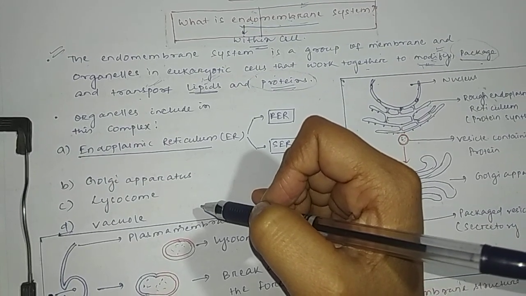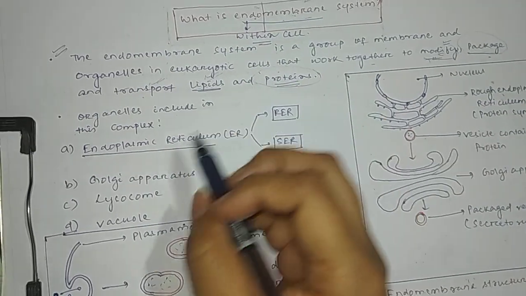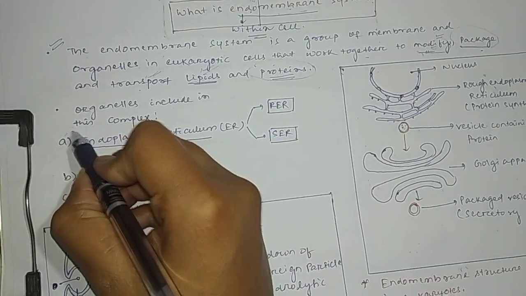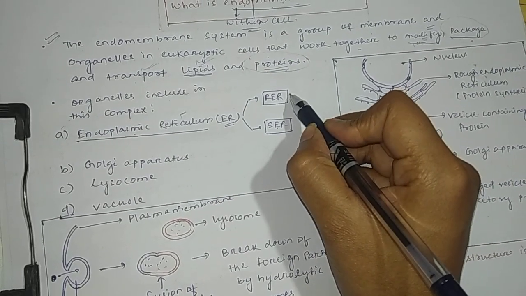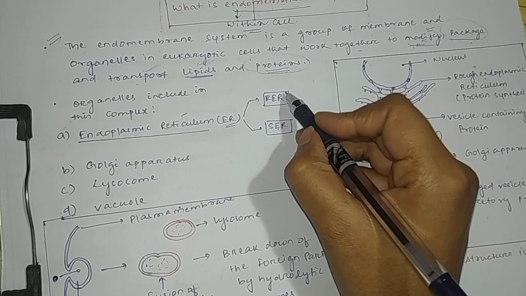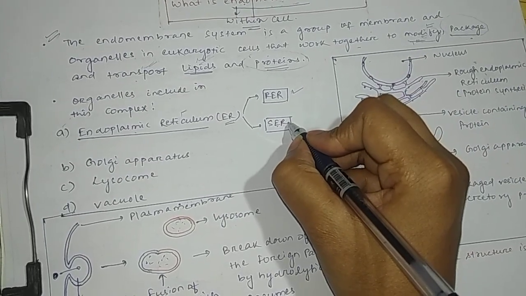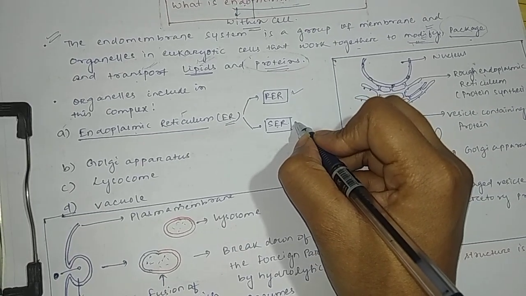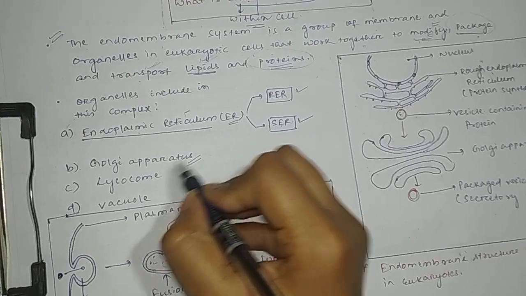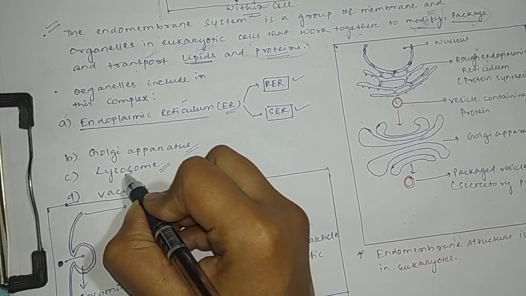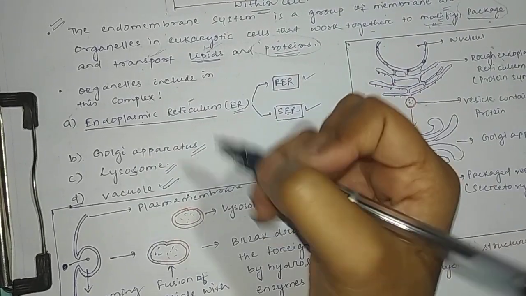So let's see what are the particular organelles involved in this endomembrane system. The organelles are, first of all, the endoplasmic reticulum. You know that endoplasmic reticulum is of two types. First one is the rough endoplasmic reticulum, or in short you can say RER. And second one is the smooth endoplasmic reticulum, or SER. The second cell organelle is the Golgi apparatus. Third one is the lysosome, and the fourth one is the vacuole. You know all these cell organelles, right?